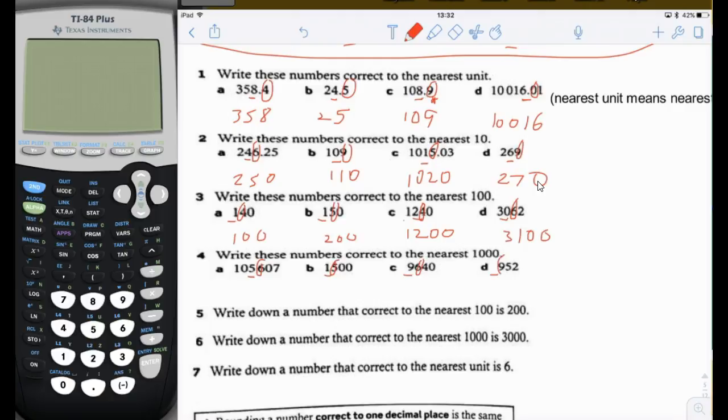So for the first one, the 6 rounds the 5 up, so it's going to be 106,000. We just fill in with zeros to the right. 2,000.